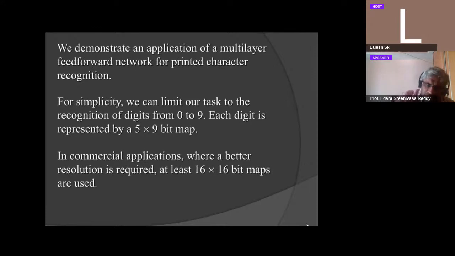Anyhow, here, since these are just B.Tech students, I am giving printed characters, not handwritten characters. I am taking the digits 0 to 9, and the same procedure applies for the remaining letters also.